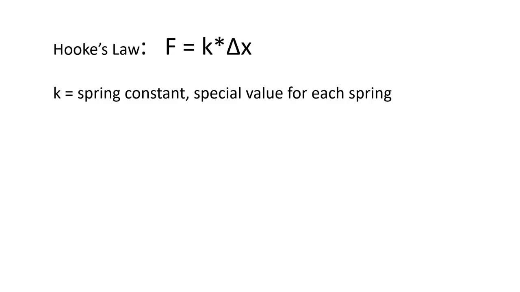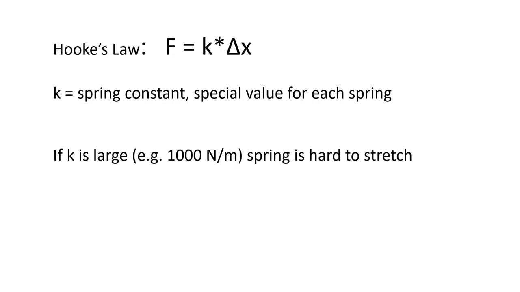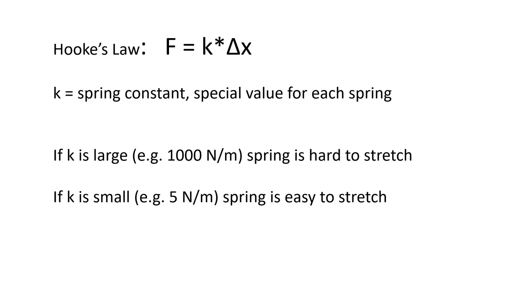So Hooke's law, force equals k times delta x, tells us how force is related to displacement, or the amount that a spring is stretched, and that the constant that relates them is the spring constant. In general, if the spring constant is large, say 1,000 newtons per meter, for example, that means the spring is very hard to stretch. If k is small, for example 5 newtons per meter, that means the spring is easy to stretch. In one way, we can analyze this with the units, noting that 5 newtons per meter means you would have to apply 5 newtons of force to stretch the spring by 1 meter. 5 newtons is about the weight of a calculator.